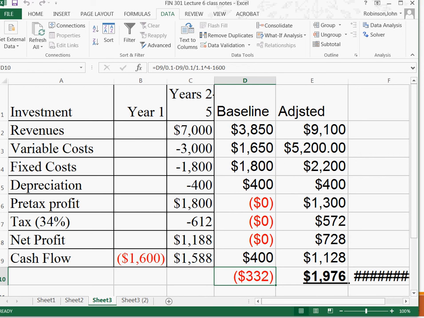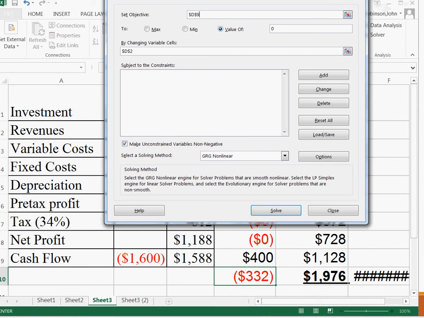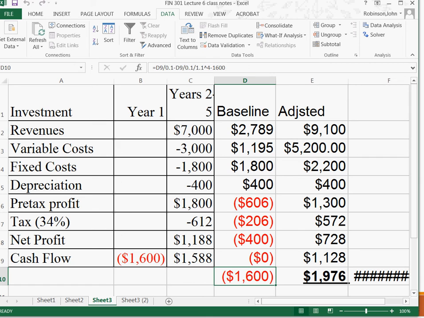Even easier to achieve is cash flow break-even. So let's do that. We'll target cash flow of 0 instead of net income of 0. Go ahead and solve it. And now you can see we've got a smaller number of required revenue, and we're losing exactly $1,600 in net present value, because we have no cash at all ever, so the $1,600 we put in is just lost.